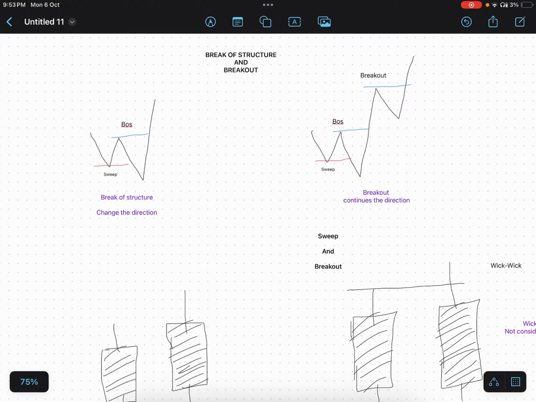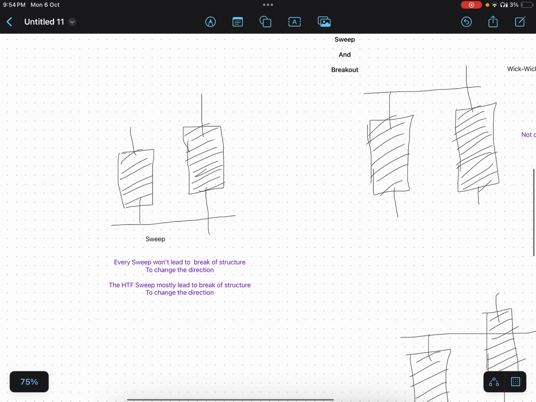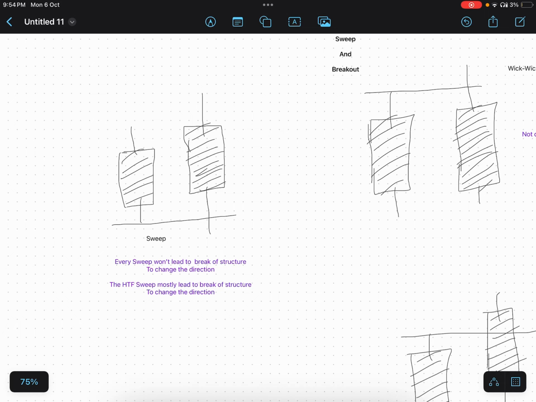So what is the breakout? After the breakout structure happens, the breakout will lead to continuing the direction or continuing the trend. So we call that a breakout after the breakout structure. And what is a sweep? A sweep is a big wick to a weak wick in the opposite direction. You can see the previous candle wick was taken by this wick. So we call this a sweep. Okay.